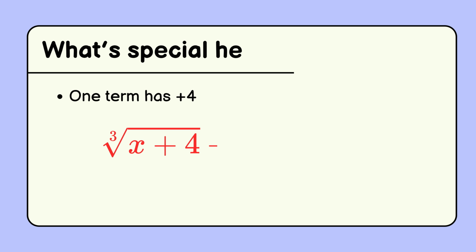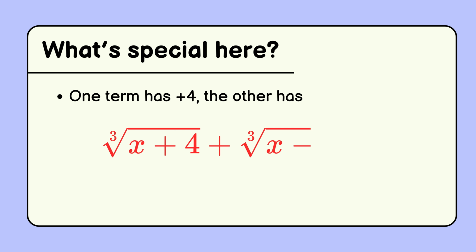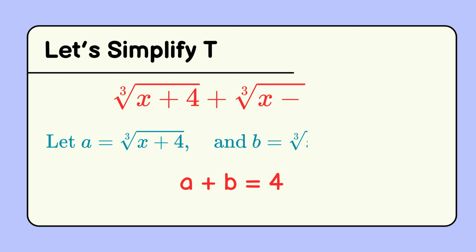If you look closely, one cube root has x plus 4 and the other has x minus 4. That kind of symmetry usually means there's a trick waiting to be used. To make this cleaner, we'll use substitution. Let's call cube root of x plus 4 as a and cube root of x minus 4 as b. That gives us a plus b equals 4.